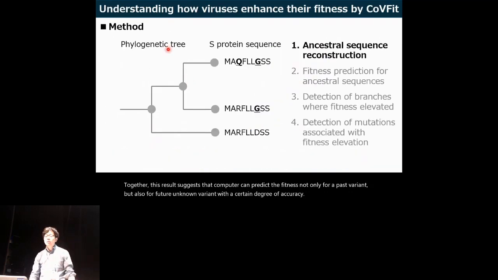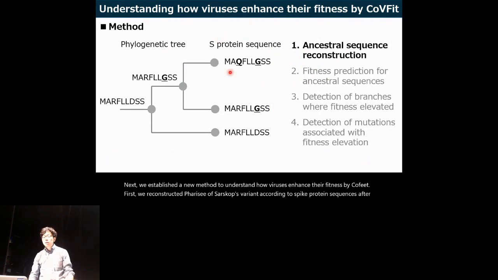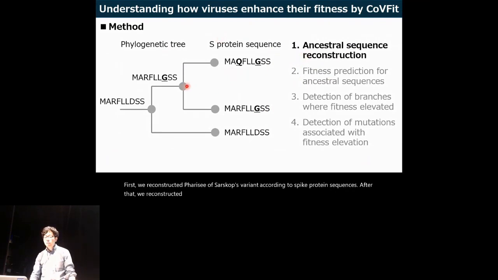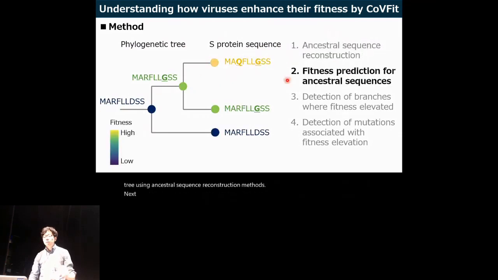Next, we established a new method to understand how viruses enhance their fitness by COPFIT. First, we reconstructed a phylogenetic tree of SARS-CoV-2 variants according to spike protein sequences. After that, we reconstructed the ancestral sequences of each internal node in the phylogenetic tree using ancestral sequence reconstruction methods. Next, we predict the fitness value for existing and reconstructed ancestral sequences using COPFIT.